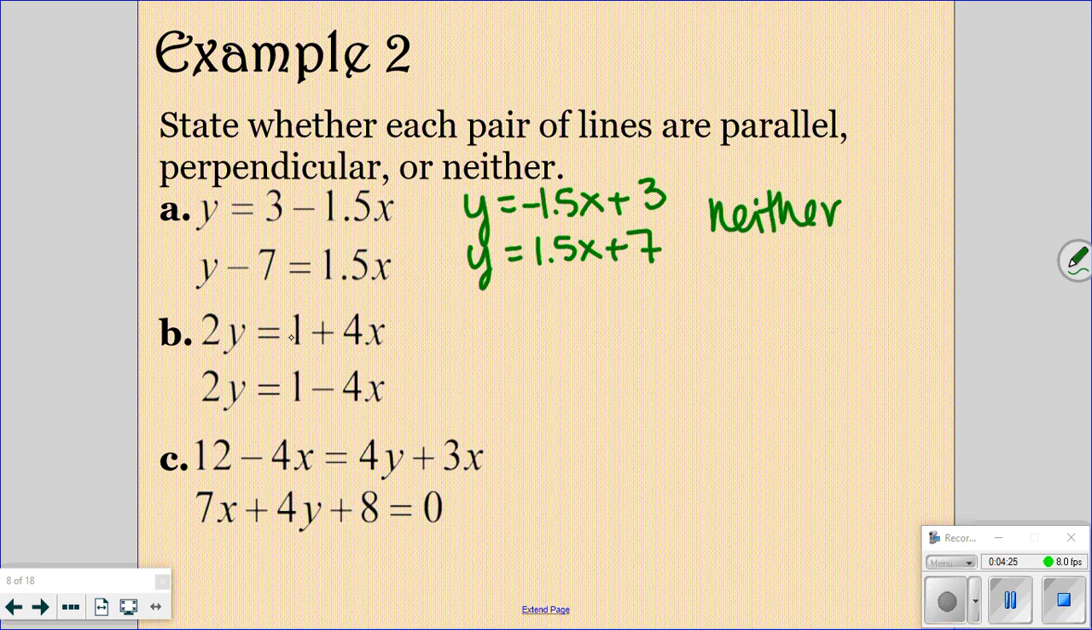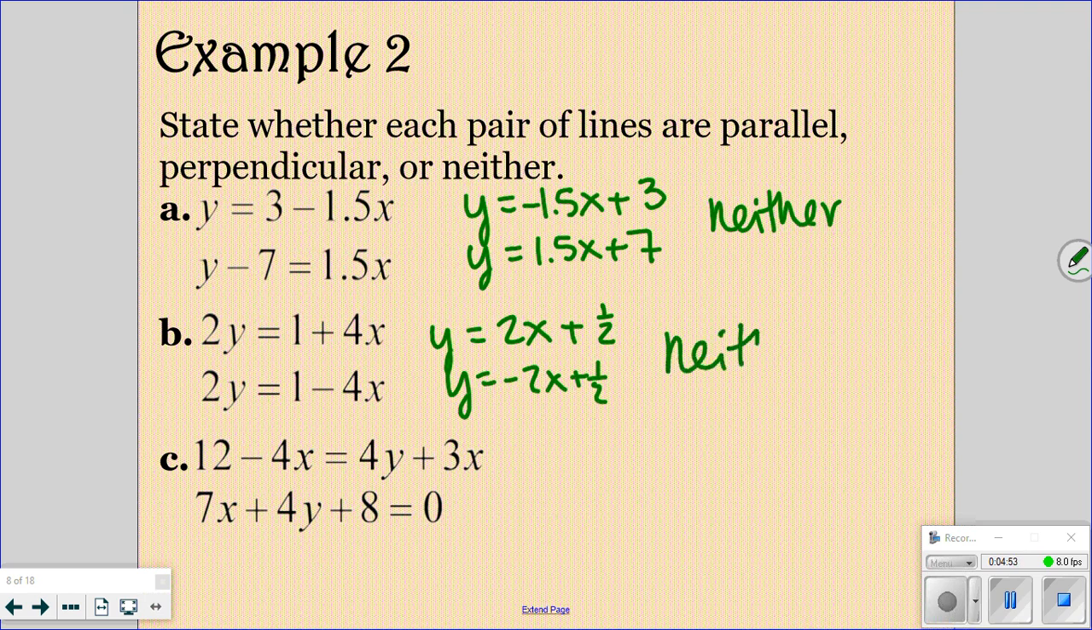Okay, looking at this next one, we need to divide by 2. So y will equal 4x divided by 2 is 2x, and then plus 1/2. And then y would equal -2x plus 1/2. So again, those slopes aren't identical, and when you multiply them, they don't equal -1, so they're not negative reciprocals. So these are also neither. These look like they might be related, but they're not parallel or perpendicular.